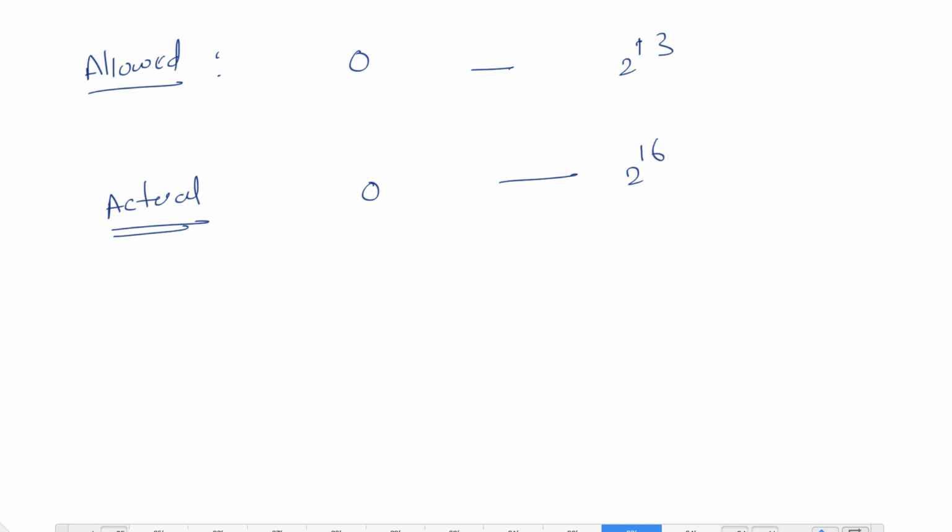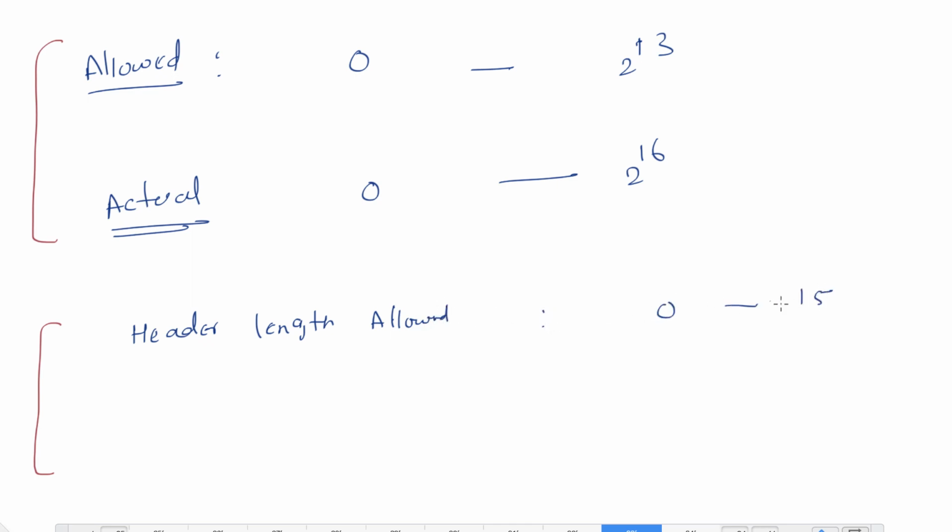So what is the solution? How can I represent this 2 power 16 as a number in these 13 bits? I cannot, right? So what is the solution? Let me just give you a hint. This is not a new problem that we are facing. We have already faced this kind of problem in the header length. If you remember, the header length, not the total length, the actual or allowed was only 4 bits, which means 0 to 15 was allowed, and actually it can have from 20 to 60 bytes.